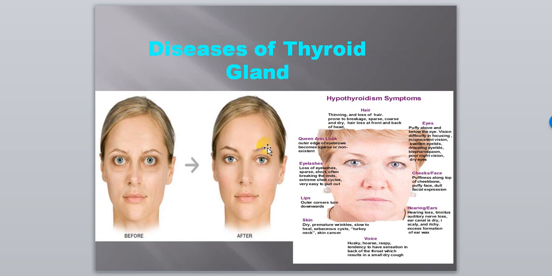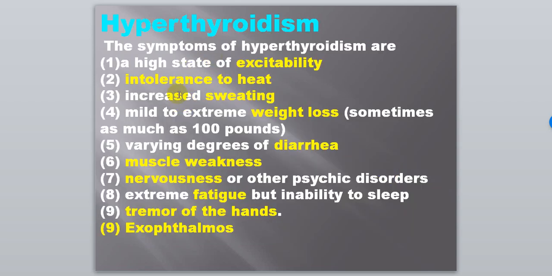Diseases of the thyroid gland. We have two types in general: hyperthyroidism and hypothyroidism. We will talk about each of them in the next slides. Hyperthyroidism. Symptoms of hyperthyroidism: a high state of excitability, the person becomes more excited than normal. Intolerance to heat, feeling cold and heat faster than normal. Increased sweating, mild to extreme weight loss, which differs with the severity of the disease. Varying degrees of diarrhea and muscle weakness. The person feels tired most of the day.